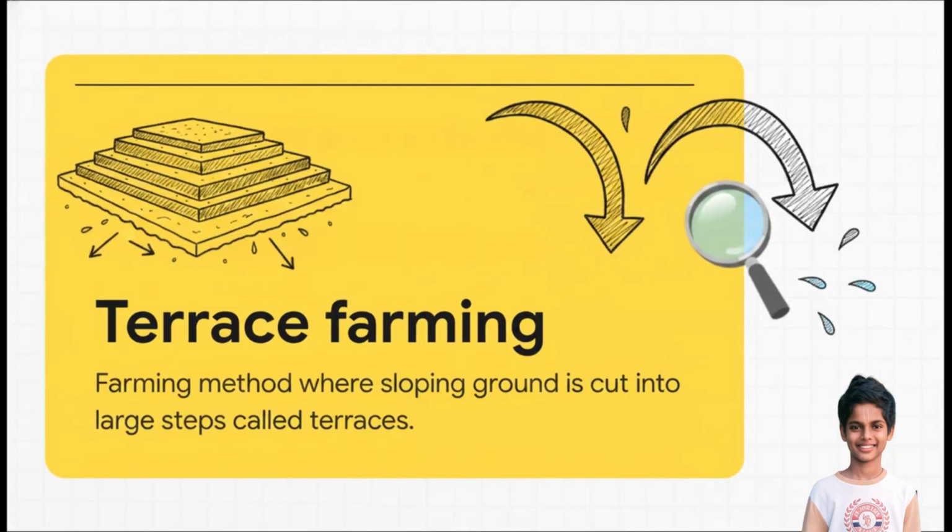Speaking of hillsides, let's talk about terrace farming, which is one of the essential keywords for this chapter. How do we stop water from just rushing down a mountain and taking all the mud with it? We physically carve the sloping ground into massive steps, or terraces. It's an ingenious way to use basic physics to slow down the water flow.